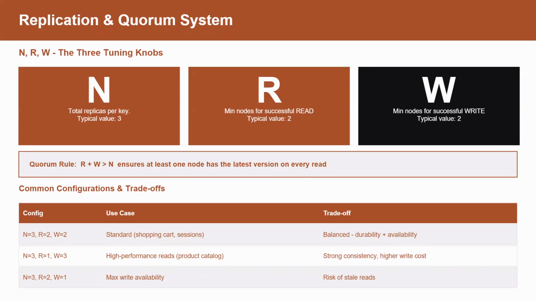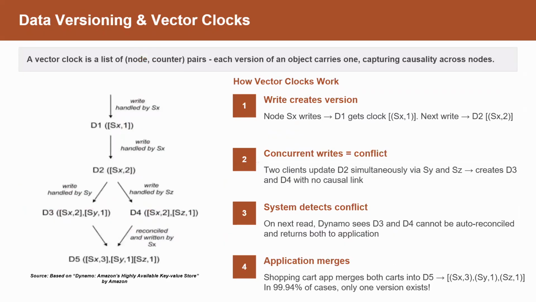For example, a shopping cart system may use a balanced setting for availability and durability, but a product catalog might prioritize faster reads. Another configuration may prioritize write availability, even if it risks reading slightly outdated data. So Dynamo gives developers flexibility to balance speed, consistency, and availability depending on the application requirements. Next, I hand over this presentation to Tagya.